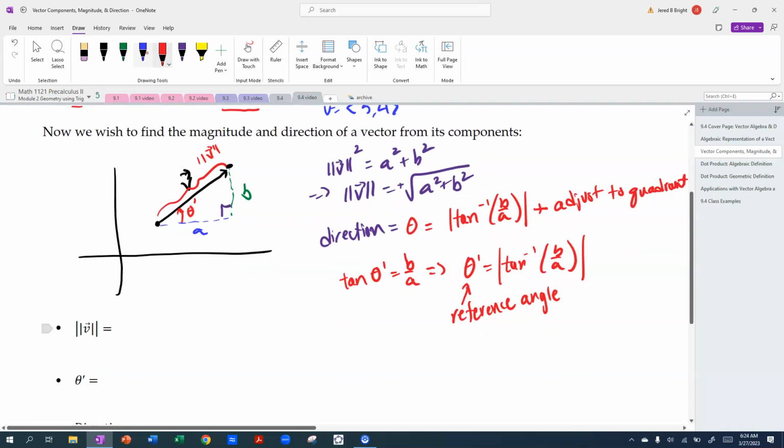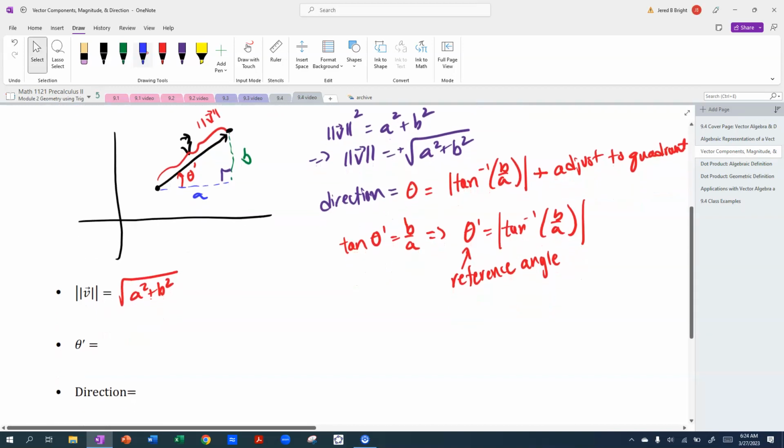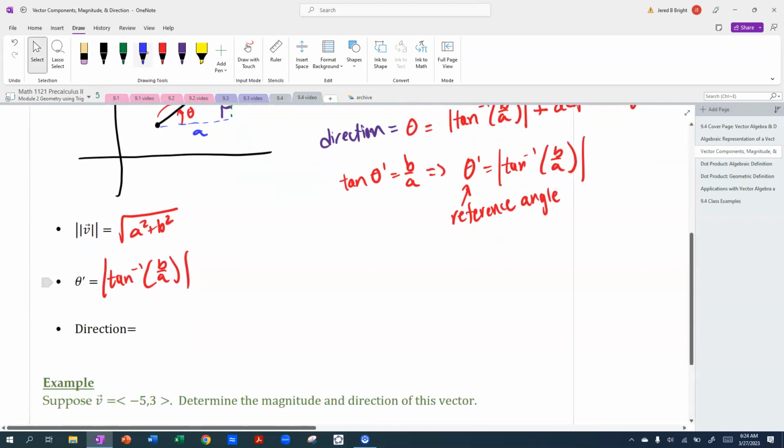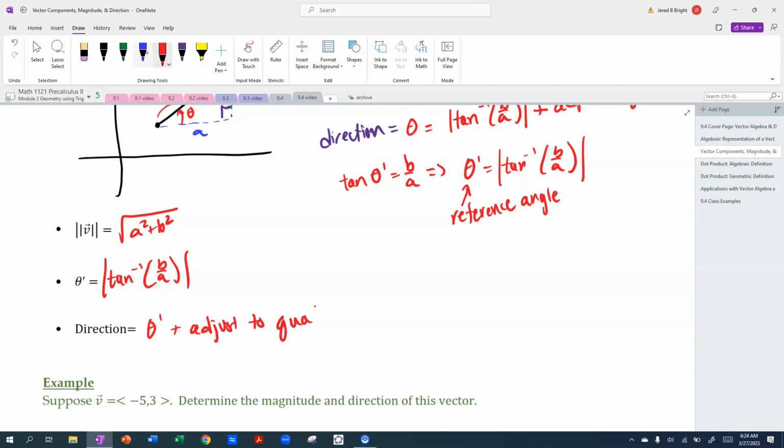Magnitude of v is going to be the square root of a squared plus b squared. Okay, that one's easy. Theta prime is tangent inverse of b over a in absolute values. Okay, and then the direction is theta prime plus adjust to the quadrant. Okay, so we're going to make use of these formulas in the upcoming example.